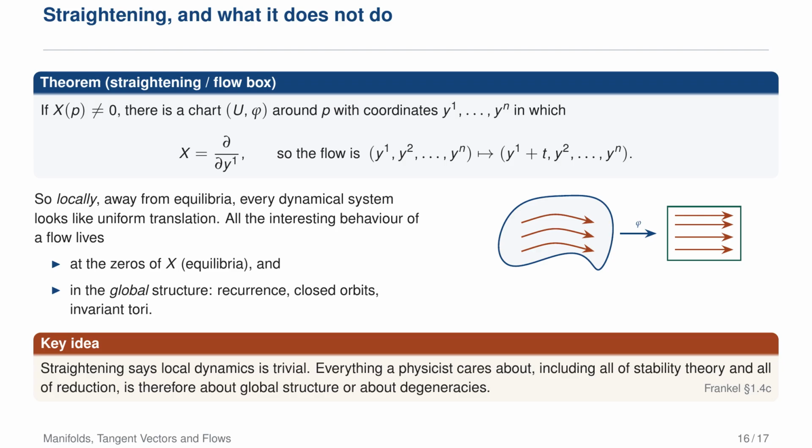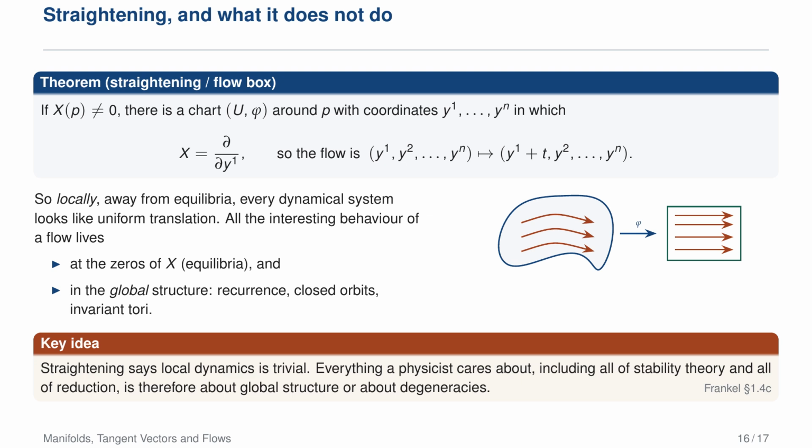Recurrence, closed orbits, invariant tori. None of those is visible inside a single chart. Straightening says local dynamics is trivial. So everything a physicist actually cares about, including all of stability theory and all of reduction, is a statement about global structure or about degeneracies.